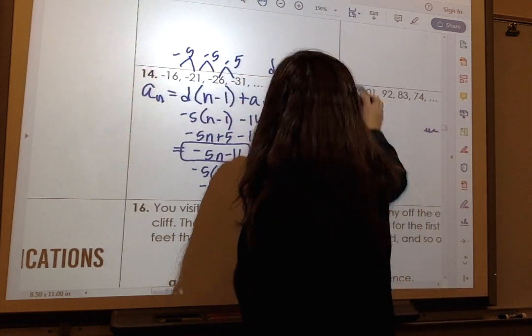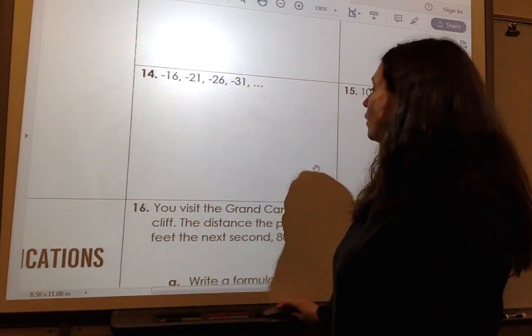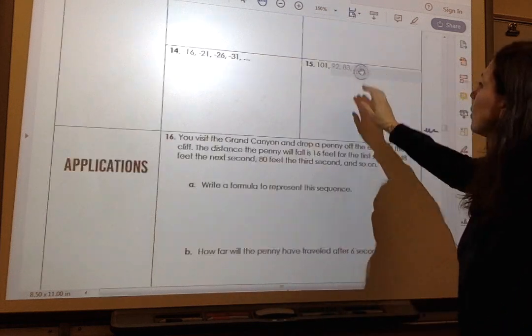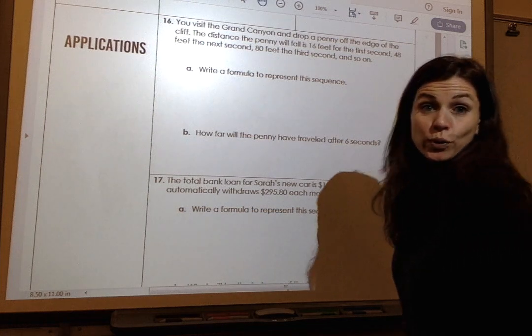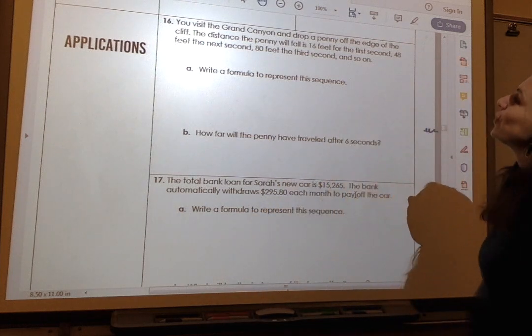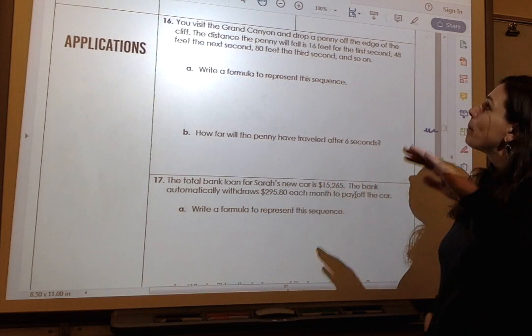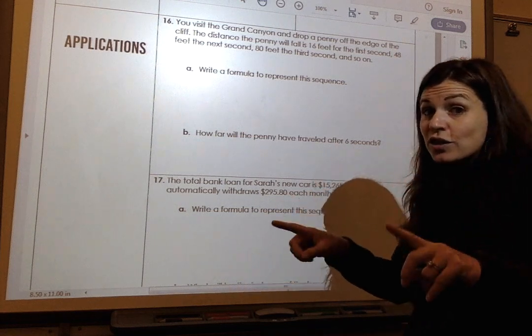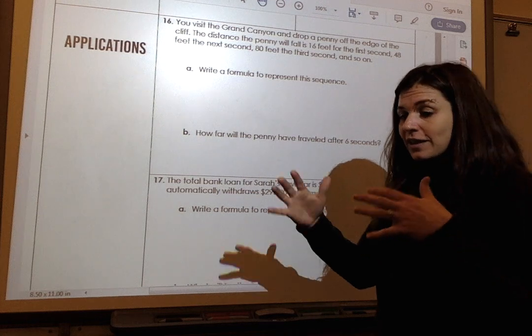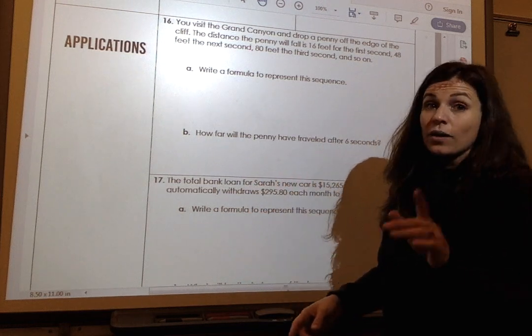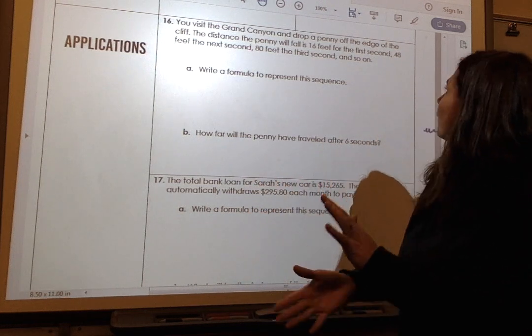All right, so let's look and find out when would we use these in applications. So in applications, let's say we visit the Grand Canyon, which you will be doing because you're in 8th grade. So you're going to visit the Grand Canyon and drop a penny off the edge of the cliff. Do not do this. You will get in trouble. It is literally a felony because the rate at which it falls, it can knock somebody in the head and they can fall. Don't do that. They will tell you that time and time again.